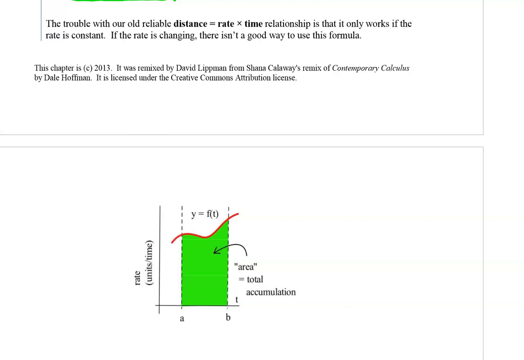And so this could be for other rates, such as the production of a factory, bicycles per day, or the flow of water in a river, gallons per minute, or traffic over a bridge, cars per minute, or the spread of a disease, newly sick people per week. The area would still represent the total amount of something. And that's the big idea that we're going to be looking at.